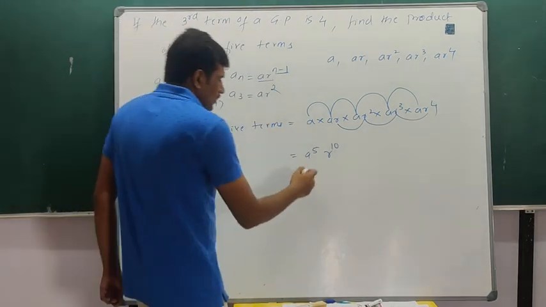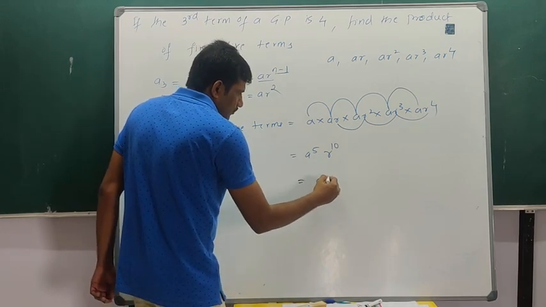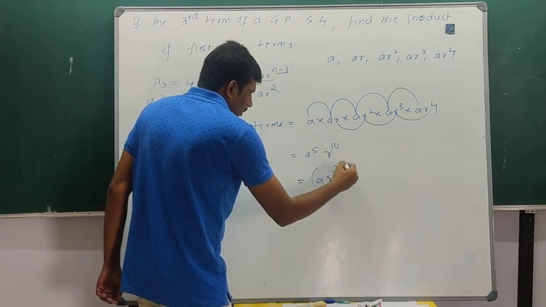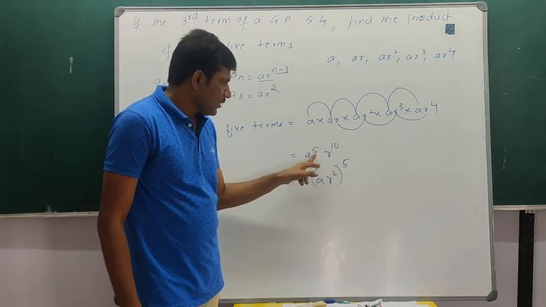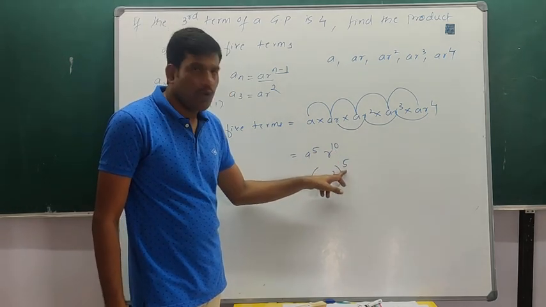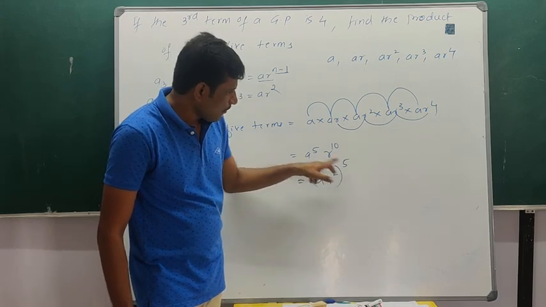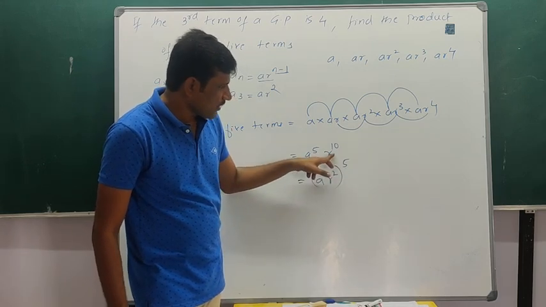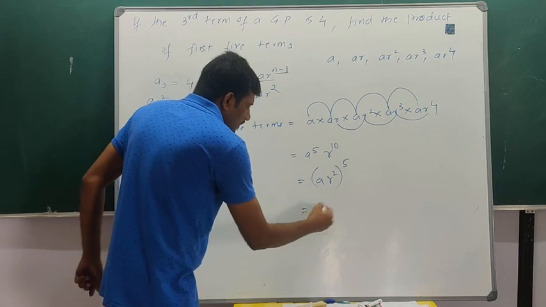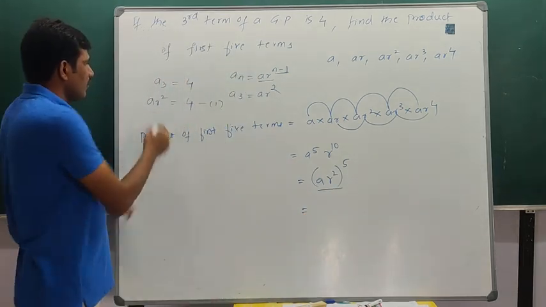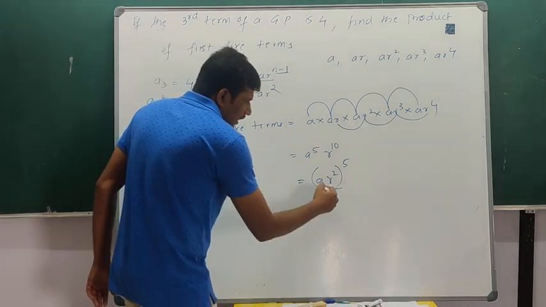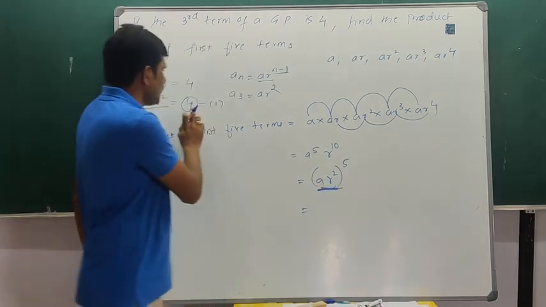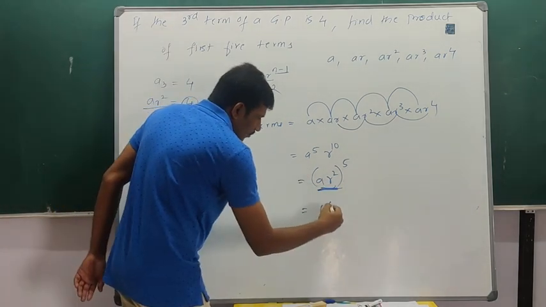So now this A power 5 into R power 10, we can write as AR square whole power 5. When you expand it, A power 5, R square whole power 5, that is also R power 10. But what is the value of AR square from 1? It is 4. Substitute here. So what is the value of AR square? It is 4. So therefore it is 4 power 5.